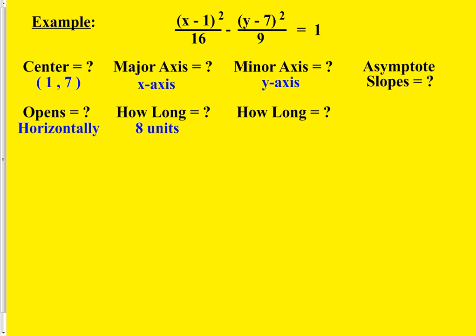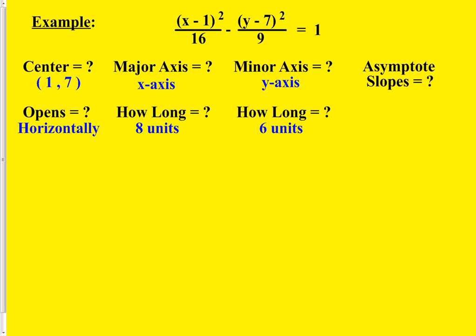And on our minor y-axis, the denominator is 9. We take the square root of 9, that is 3. So our axis travels 3 units in each direction away from the center, so our overall length is 6 units.